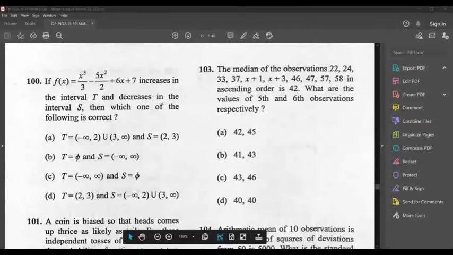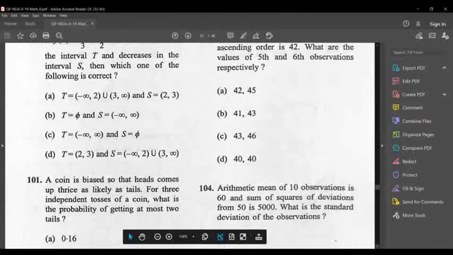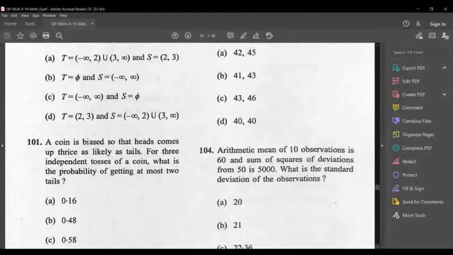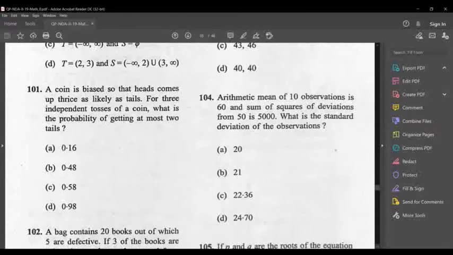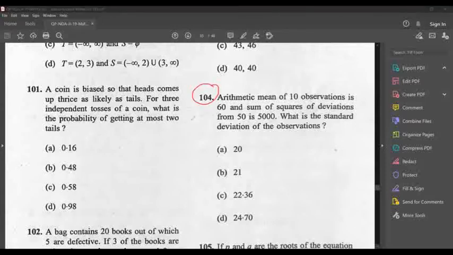We'll see the next question, question number 104. The arithmetic mean of 10 observations is 60, and the sum of squares of deviations from 50 is 5000. What is the standard deviation of the observations?